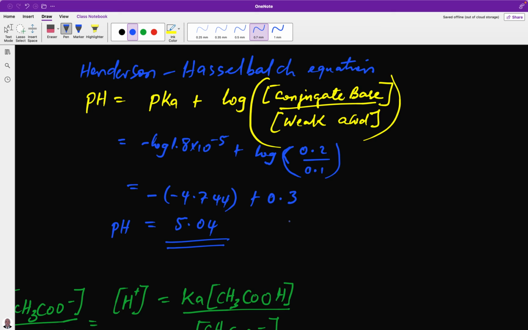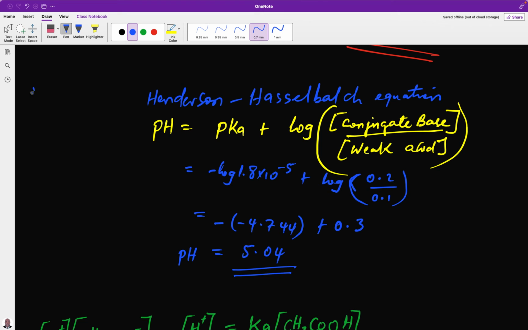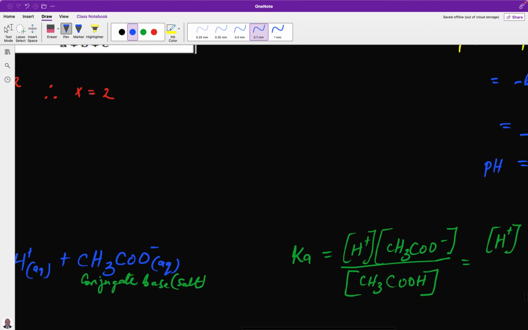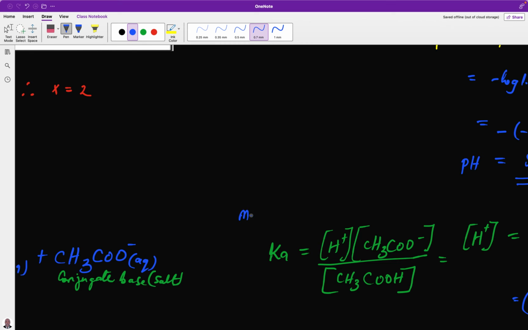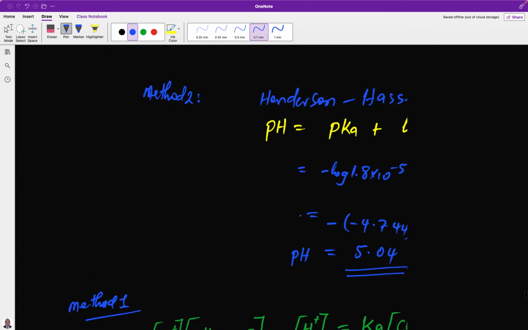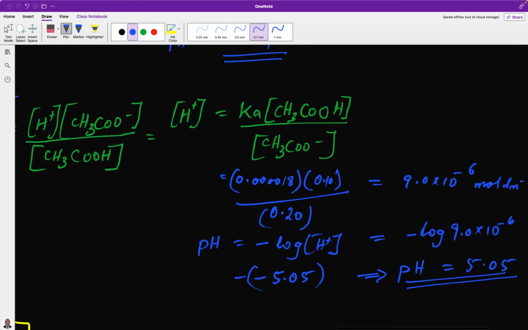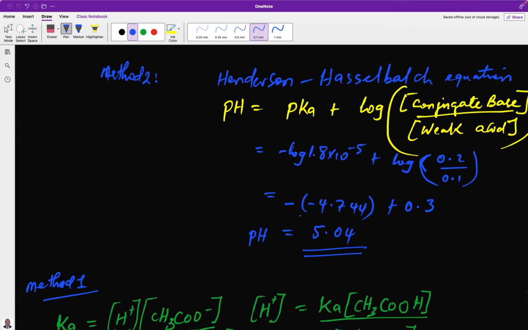That is the second method. If we use this second method here, we will have the same answer. So that is method 2. This was method 1. So that's method 2 in solving the problem. You can solve that problem like that.